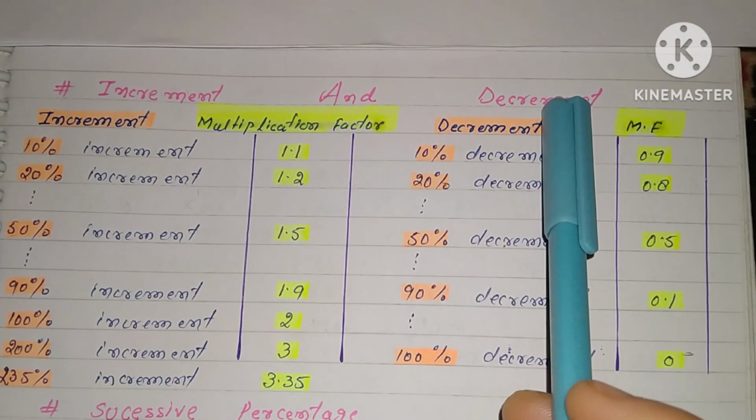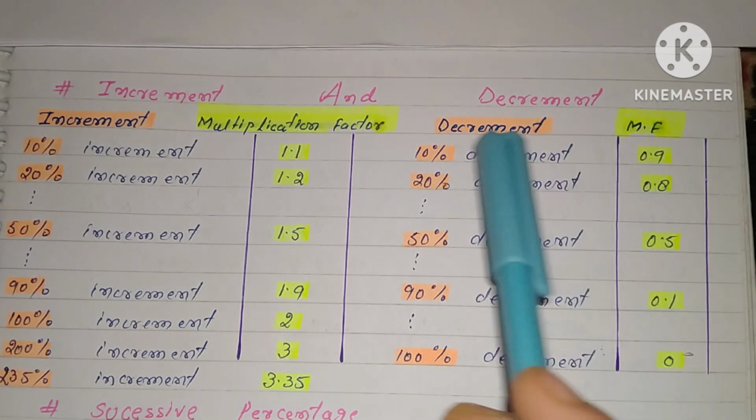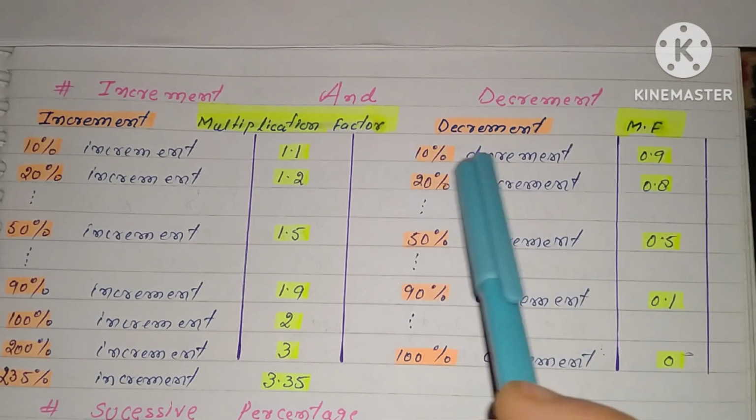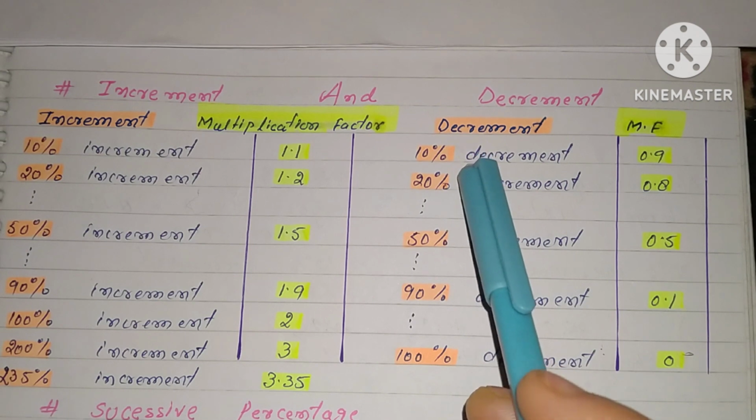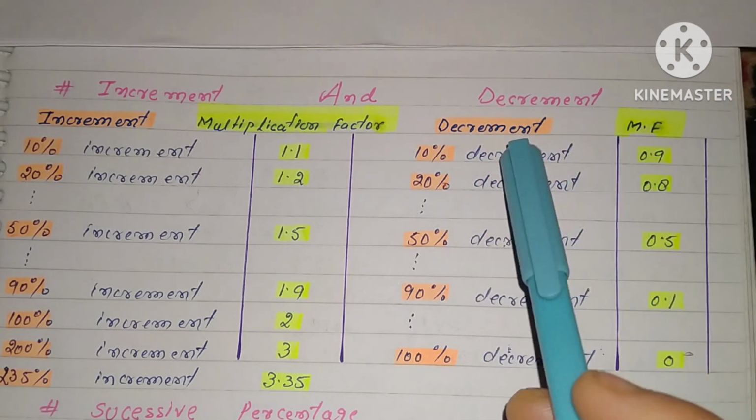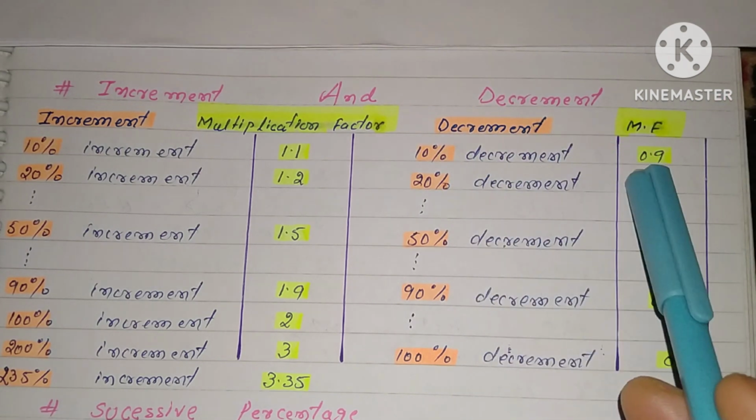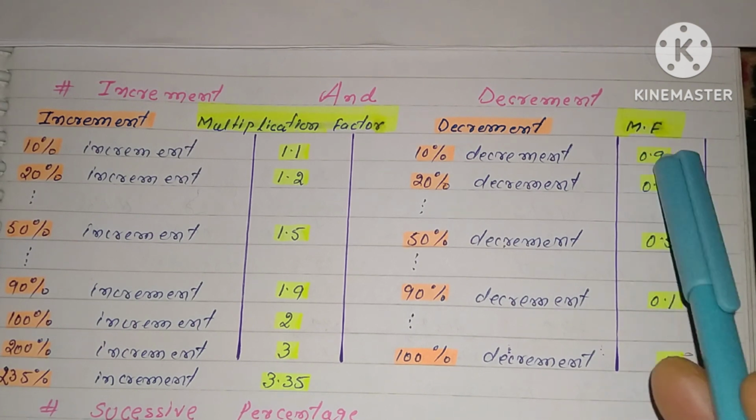Decrement will also be with respect to 1 in the decimal form. 10% decrement means you have to decrease the quantity by 0.1. The original quantity is 1, minus 0.1 will be 0.9. The multiplication factor will be 0.9.